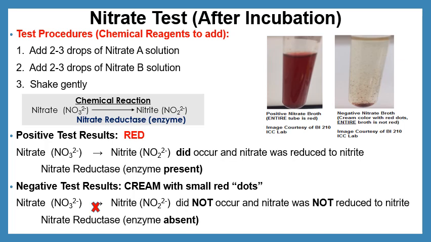A negative result will be seen if the solution is a cream color with little red dots, sometimes called precipitates. No matter how much you shake the tube, if it's a negative result, the entire test tube will not turn red. So with little tiny dots of red, this is the negative result. The entire test tube must turn red and remain red for the positive result. For the negative test, nitrate is not reduced to nitrite, and therefore the enzyme nitrate reductase is absent in that particular bacterium.